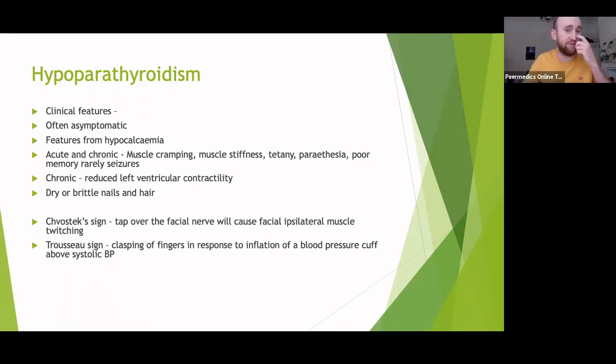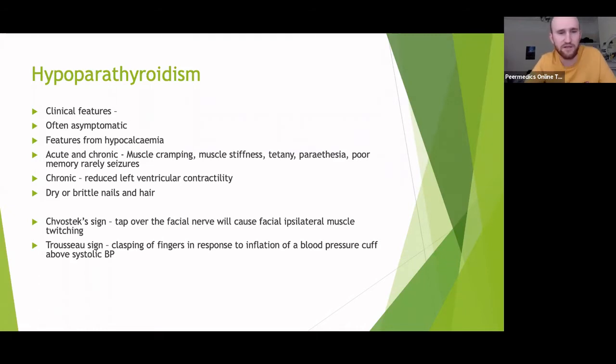Visibly, you may see dry, brittle nails. There are two clinical signs at the end. Chvostek's sign: this is your facial nerve. If you tap over the ear, you get ipsilateral muscle twitching. You might just see the corner of the mouth moving, but only one corner, not the other. And then Trousseau's sign.